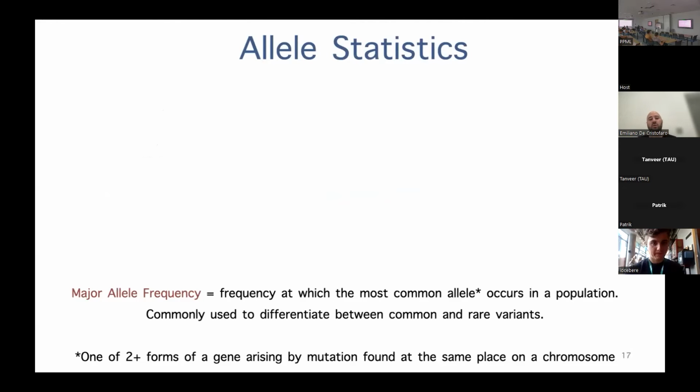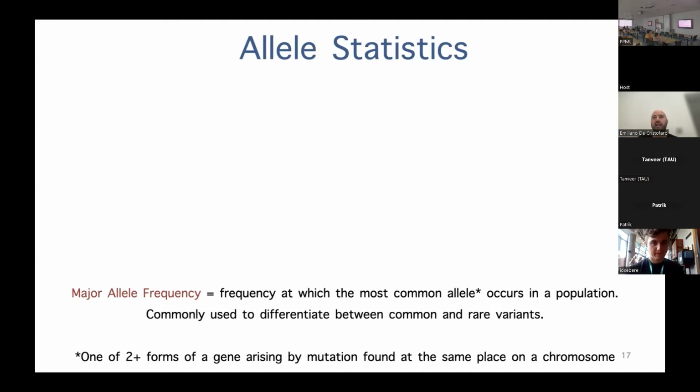So what is an allele? Essentially, an allele is one of two or more forms that a gene can take, arising from a mutation found at some place. So it's basically one of the two forms. Like typically, you have a mutation or not. Okay, that's an allele. And so in many cases, you want to count the frequency at which the most common allele, that's what we call major allele frequency, occurs within a population. Okay, and this is typically a simple statistical test that is used to differentiate between common and rare variants.